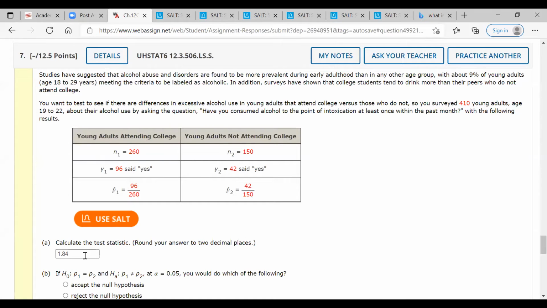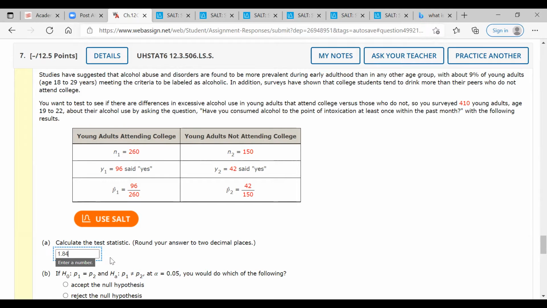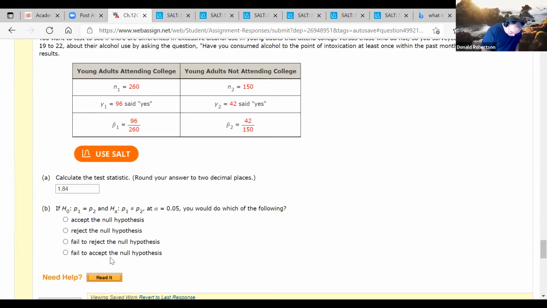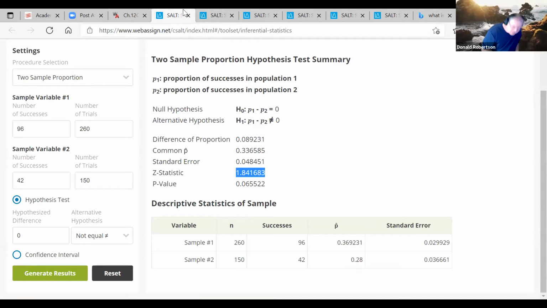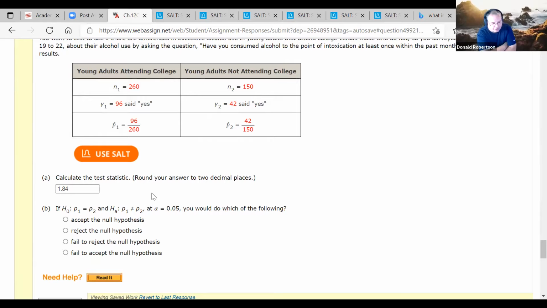There's your new test statistic. Oh, it's the same. Is it? Oh, well then that's fine. Your p-value, however, will have changed a little bit. And the p-value you're looking at was 0.06 and some stuff, right? So let's look at what our choices are now in the question. Can you accept or reject the null hypothesis if your p-value is 0.06, but your significance level is 0.05?